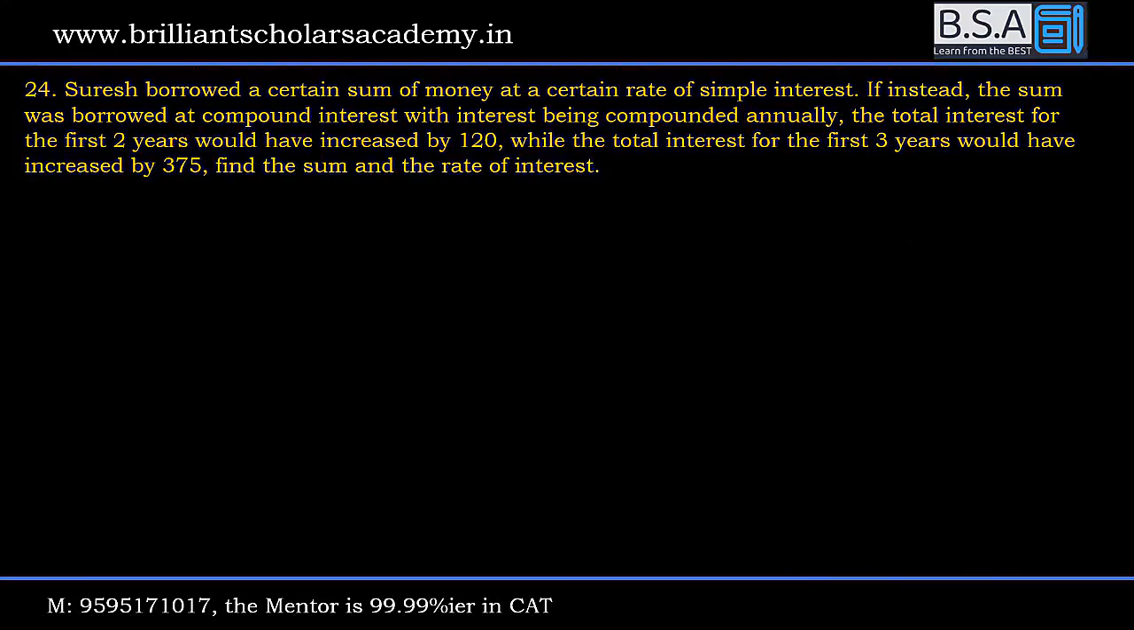Suresh borrows a certain sum at a simple rate of interest. If instead the sum was borrowed at compound interest, with interest being compounded annually, the total interest for 2 years would have increased by rupees 120, while the total interest for 3 years would have increased by rupees 375. Find the sum and also the rate of interest.